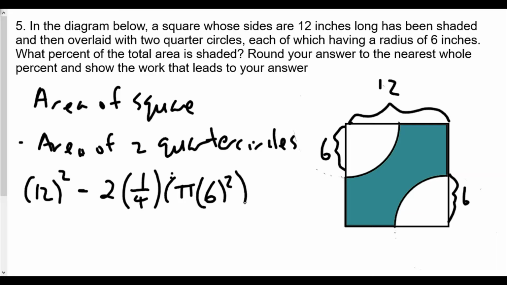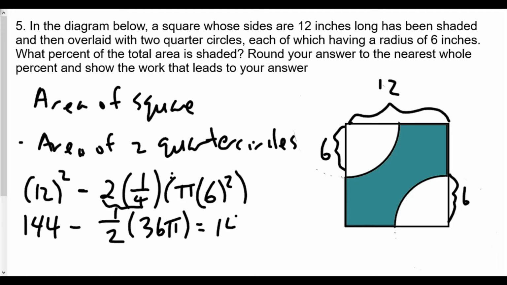So we got this big long thing here. Again, we break it down to 2 pieces. We're looking for the area of the square and we're going to subtract 2 quarter circles to find the leftover part, the shaded region. So we know the area of a square is going to be 12 squared, 144. Now 2 times 1/4 is 1/2, right? And 6 squared is 36, so we have 36 pi. Half of 36 is 18 pi.